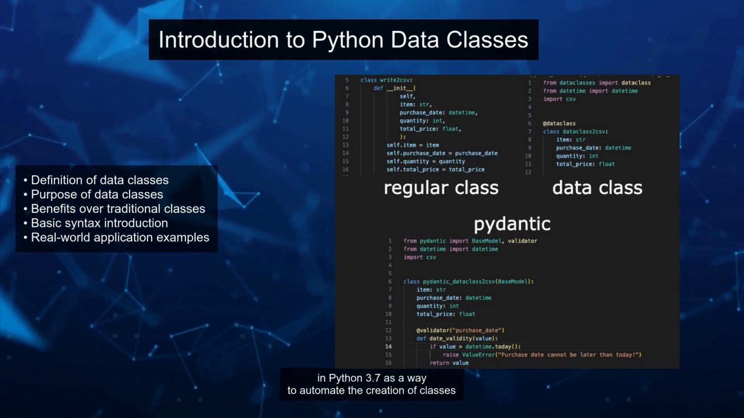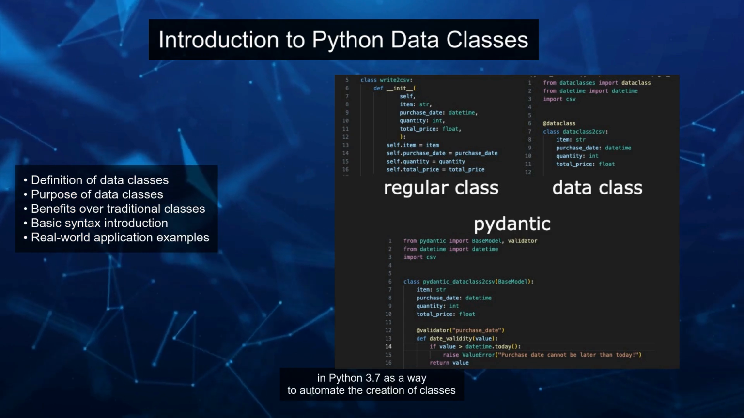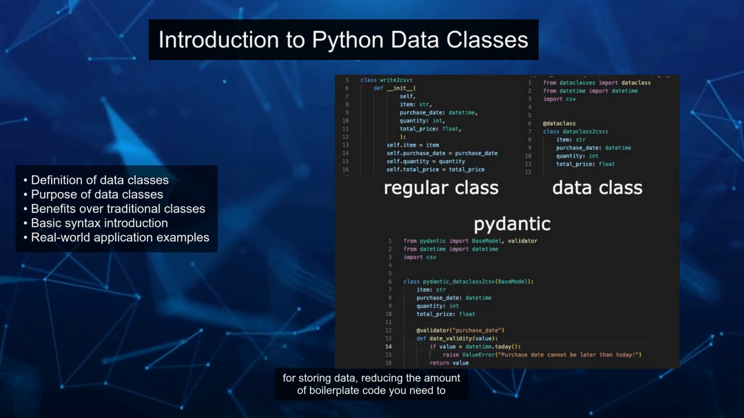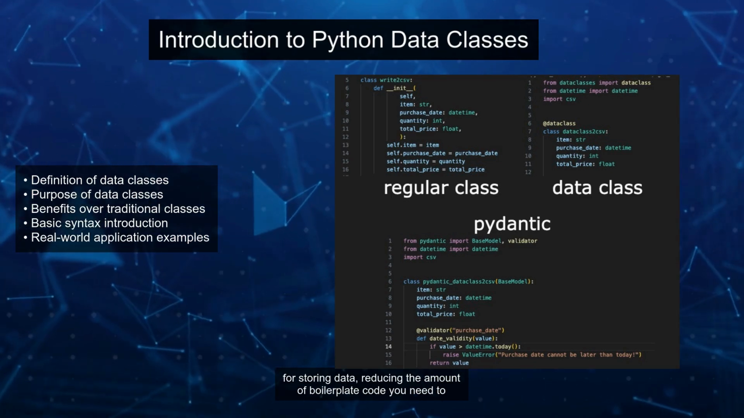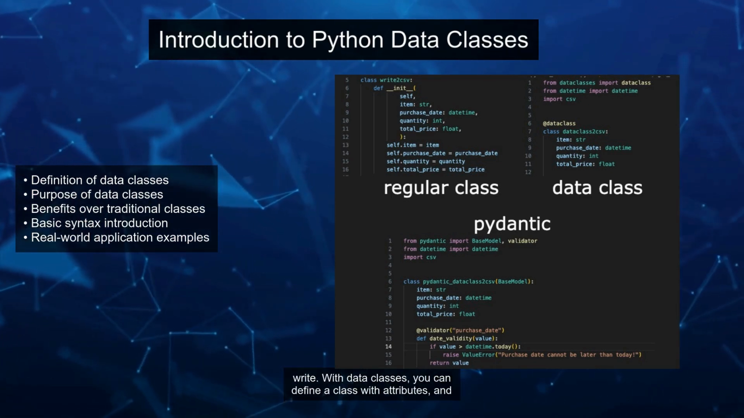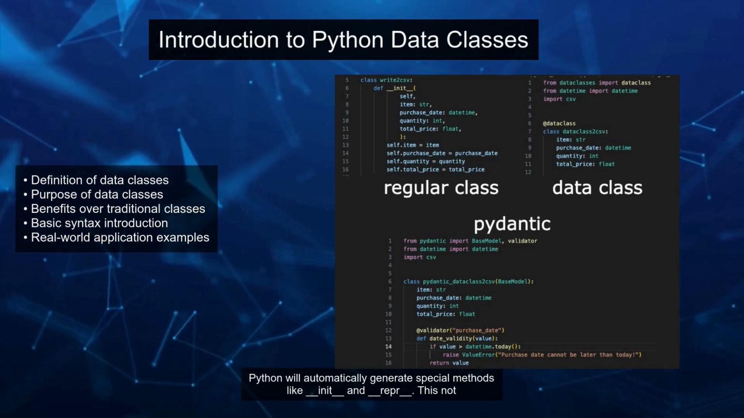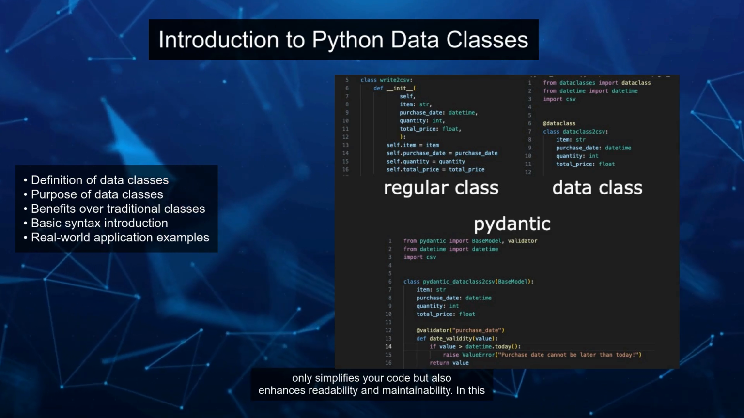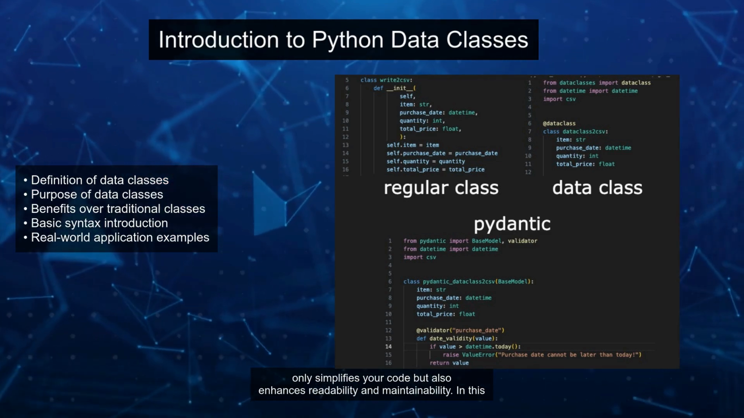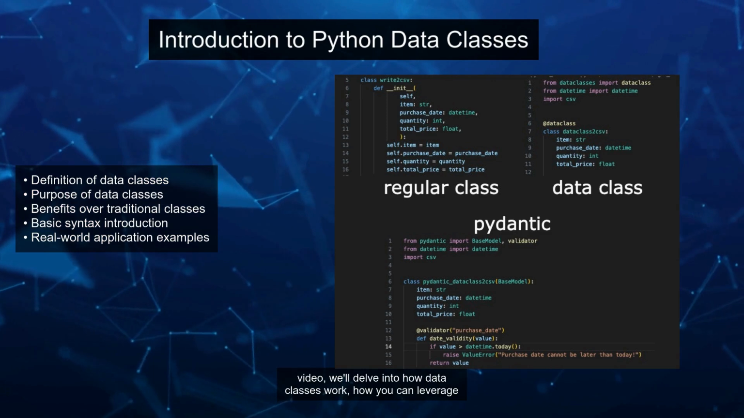Data classes were introduced in Python 3.7 as a way to automate the creation of classes for storing data, reducing the amount of boilerplate code you need to write. With data classes, you can define a class with attributes, and Python will automatically generate special methods like __init__ and __repr__. This not only simplifies your code but also enhances readability and maintainability.